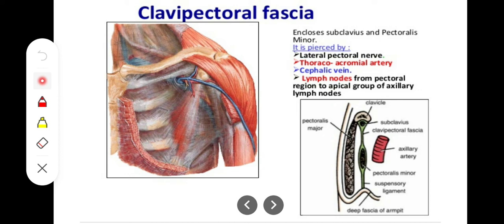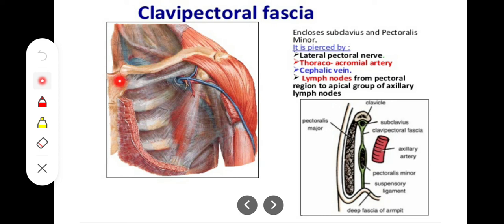So inferiorly this clavipectoral fascia will be splitting up to enclose the pec minor muscle, and medially it is attached to the external intercostal muscles, which are the muscles of the what? Thoracic region, right? So laterally this will be getting its attachment on the coracoid process of scapula, just like the deep pectoral fascia. So the attachments of these two are more or less the same. So we must not get confused in these two.